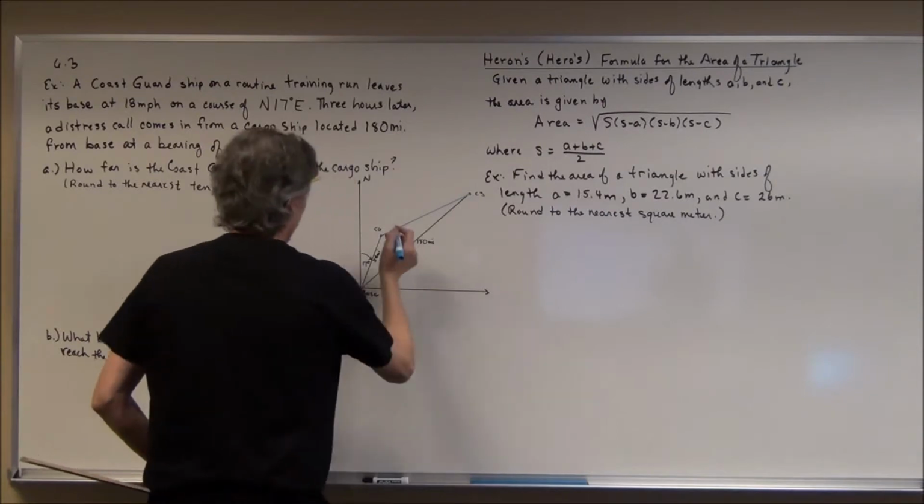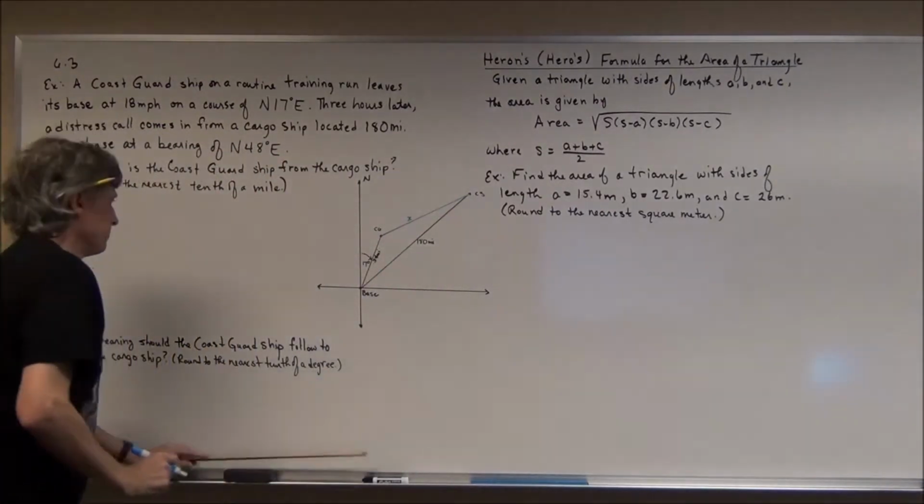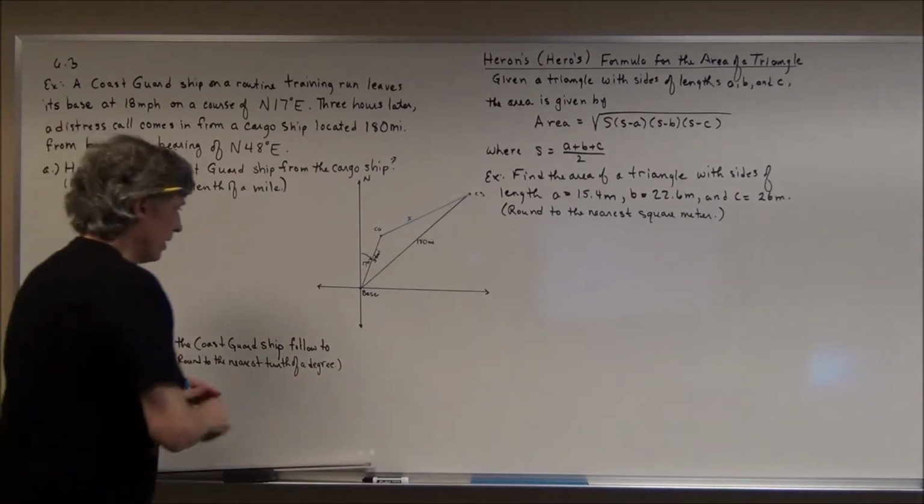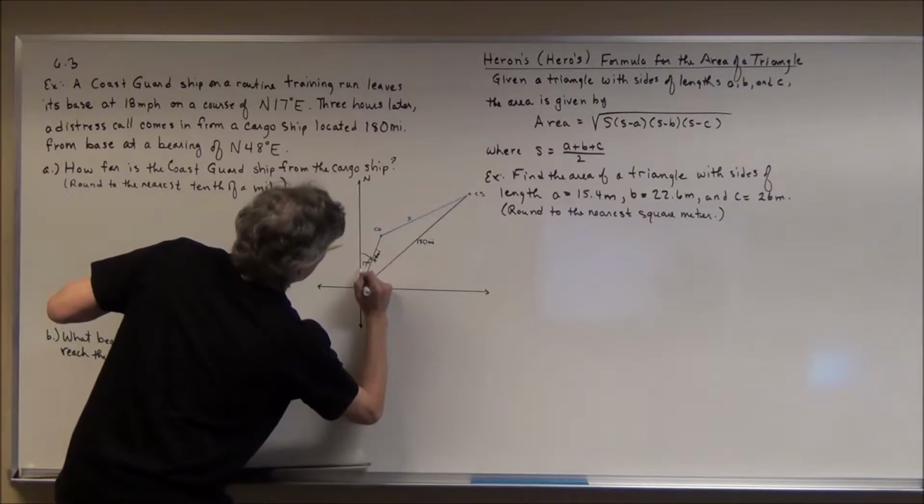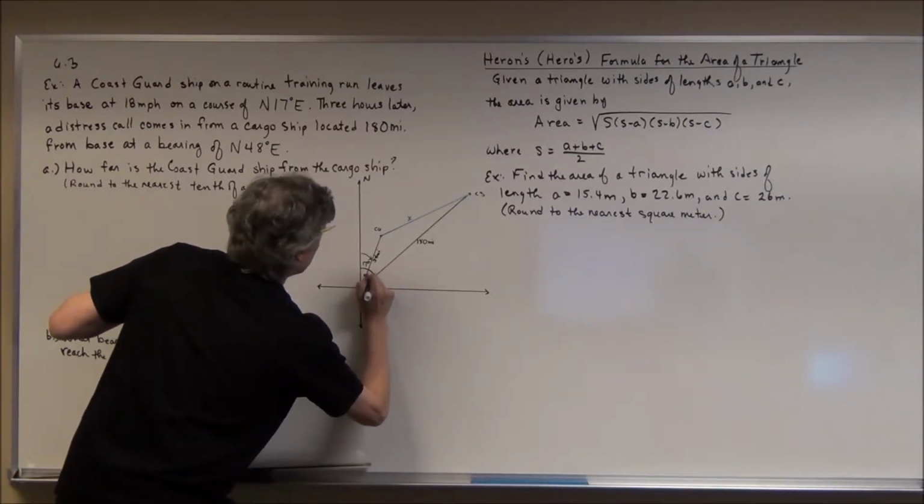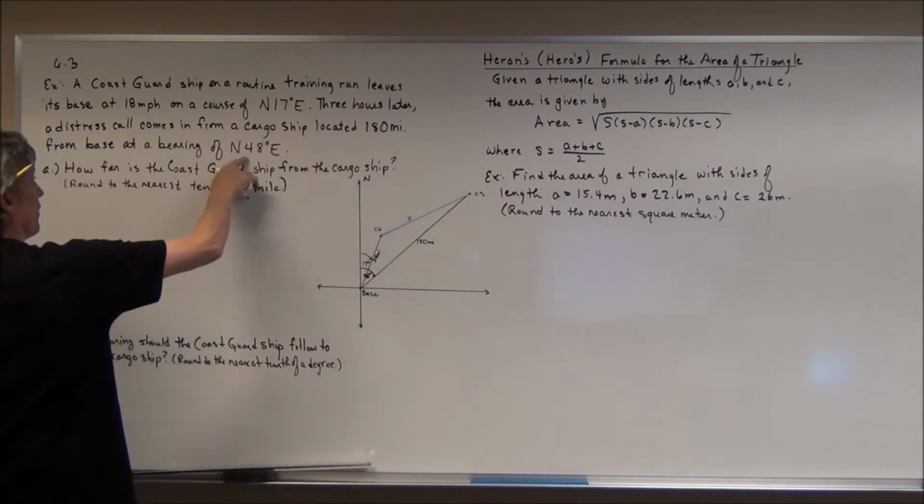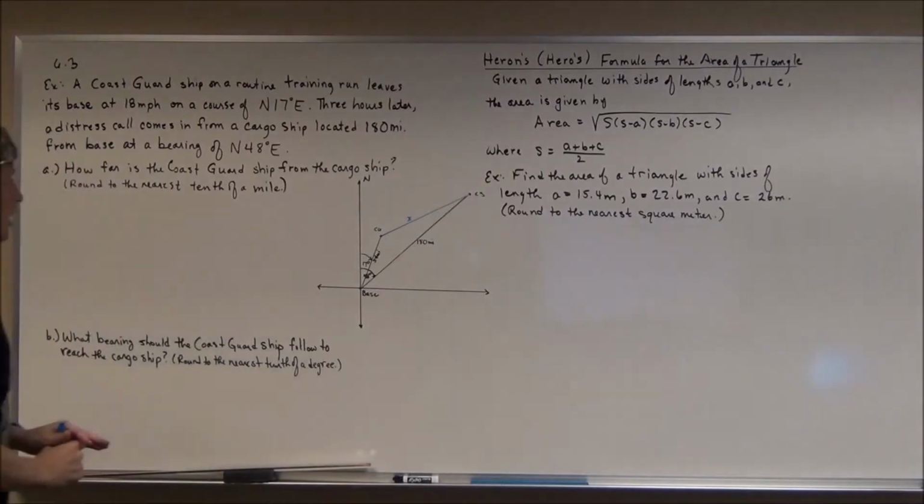Okay, and I'll call that, for lack of a better name, distance x. Oh, and by the way, we know that this distance here is 48 degrees from that bearing. So what I need here is to find x.